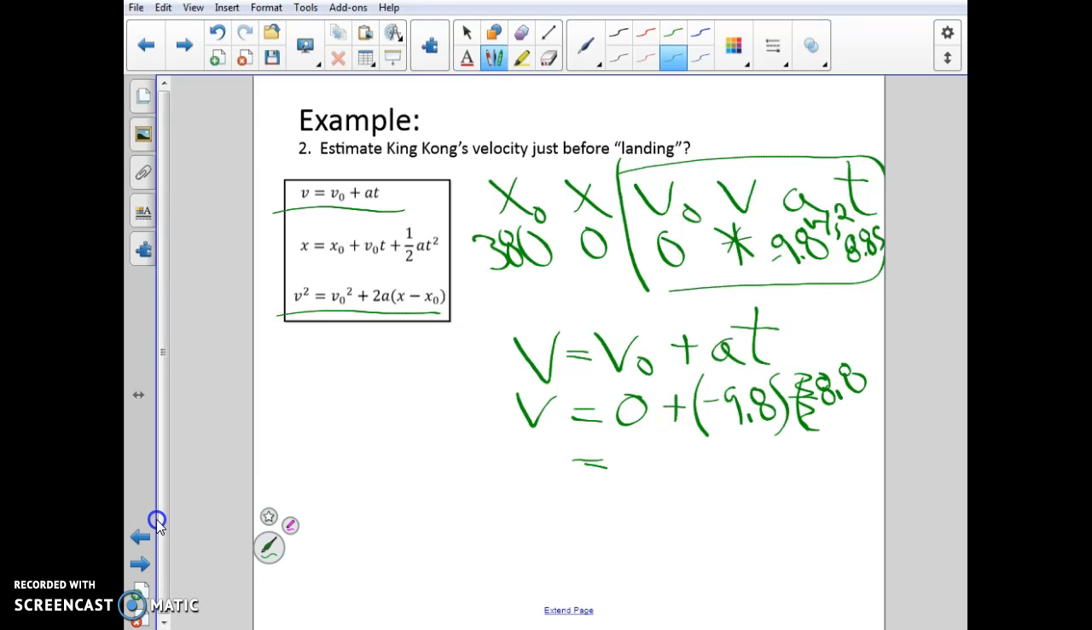So the product of those, 8.8 times 9.8, gives me a negative 86.2 meters per second. Question for me, what's that negative mean? The negative means down.